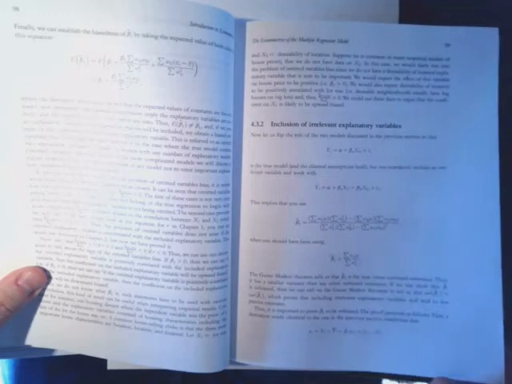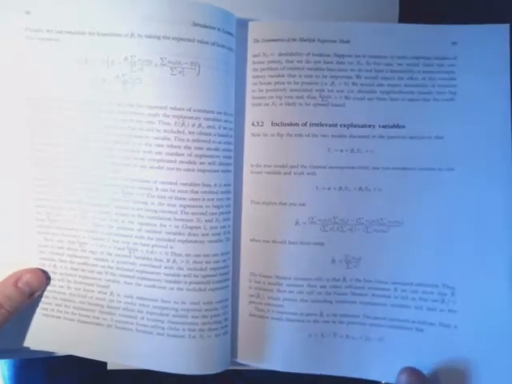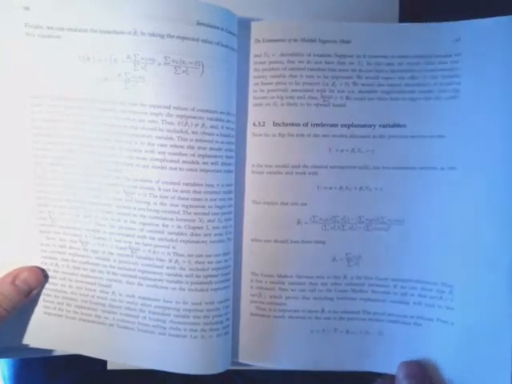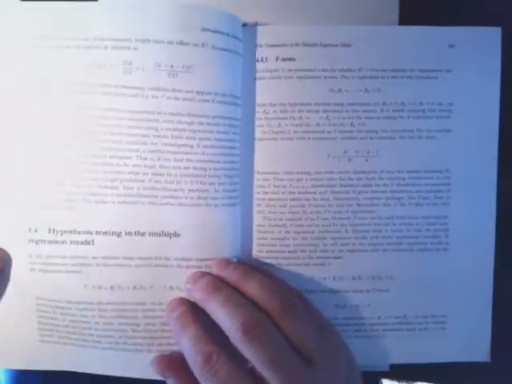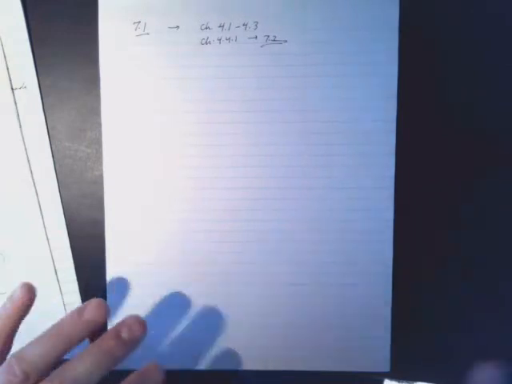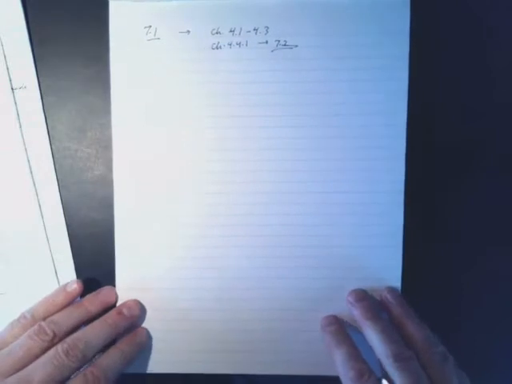Inclusion of irrelevant explanatory variables, and the idea that you can get overinflated variances and your t-statistics are too small. And then multicollinearity will be the last topic there. So that's what we have to do. So today's lecture is really focused on concepts we've already seen and just spelling them out for the multiple regression context.